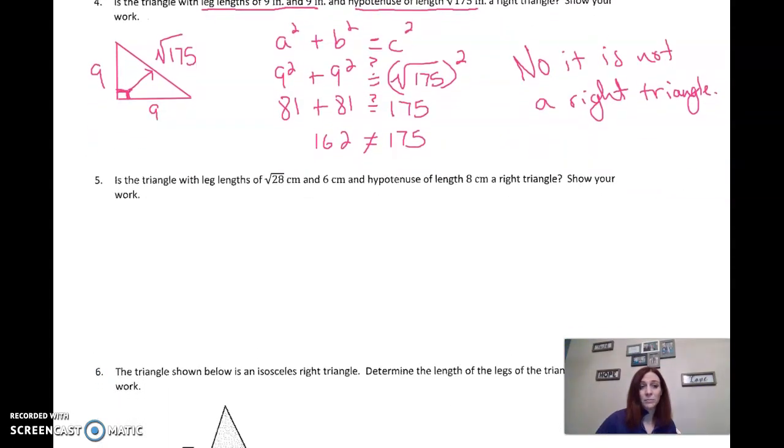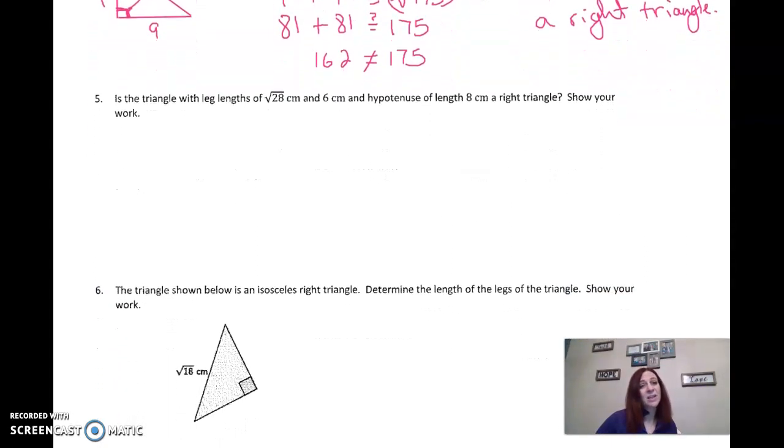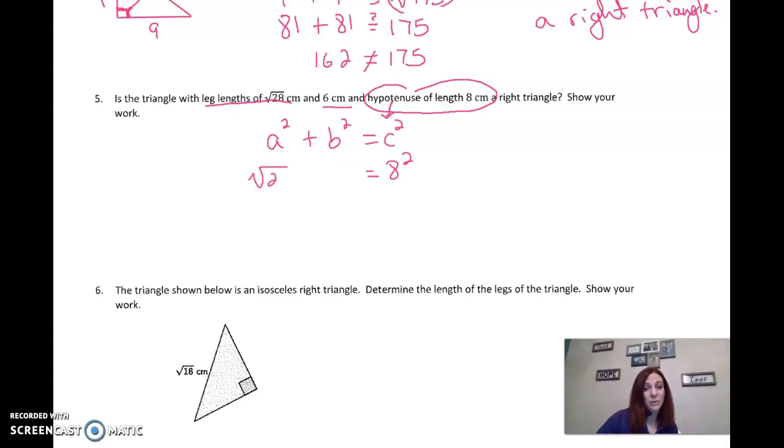All right. Is the triangle with leg lengths square root of 28 and 6 centimeters and a hypotenuse of 8 centimeters a right triangle? All right. So we have a squared plus b squared is equal to c squared. Our hypotenuse, that's the c. So I have to put in 8 for that. And then I have the square root of 28 squared. Don't forget to square that. I know it looks a little funny, so sometimes we may forget to take it to the next step, but you have to square it. Plus 6 squared, does it equal 8 squared?